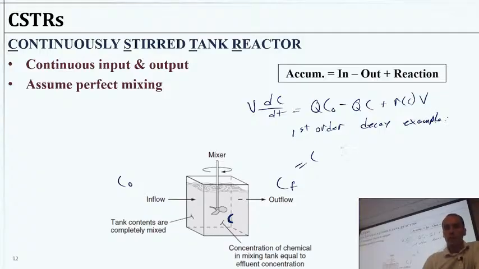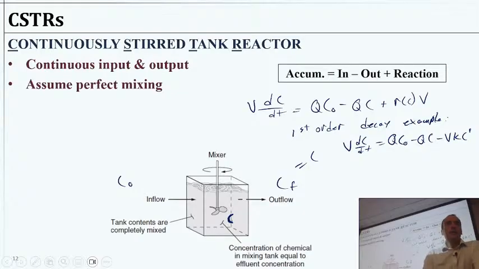This will look like V dc dt equals QC naught minus QC minus VK times C to the 1 power. So VKC. Of course, we can go on and derive that and solve for something, but this is our mass balance equation before solving for anything. This is just kind of our starting point. And we see that C is showing up in a few places. Okay, does that make sense?